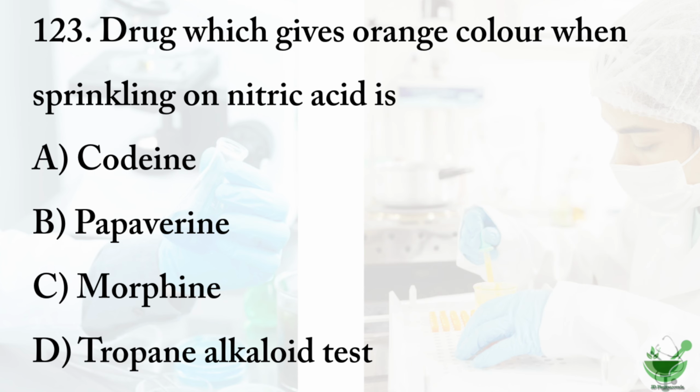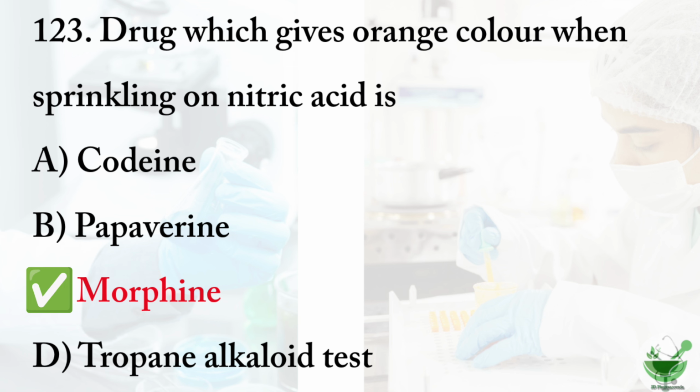Then question number 123. Drug which gives orange color when sprinkling on nitric acid is. Option A, codeine, option B, papaverine, option C, morphine and option D, tropane alkaloid. The correct option is option C, morphine.